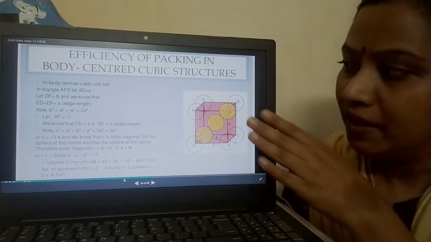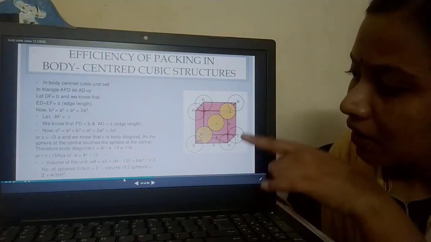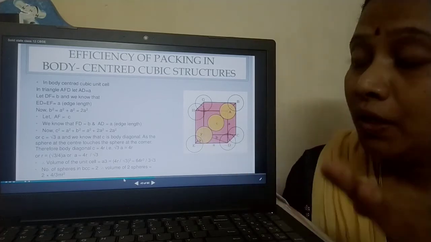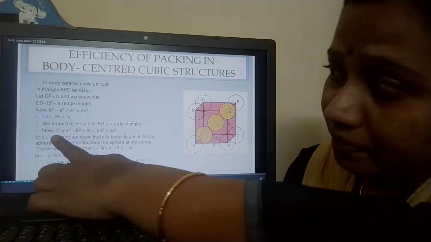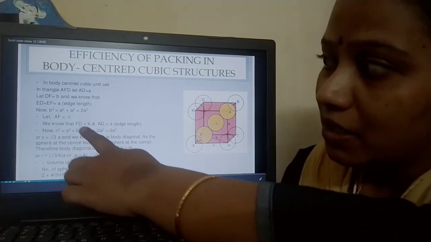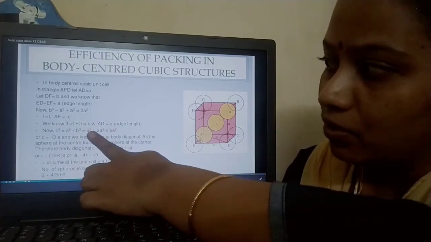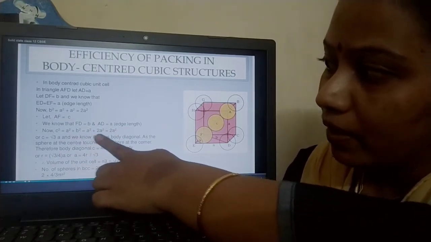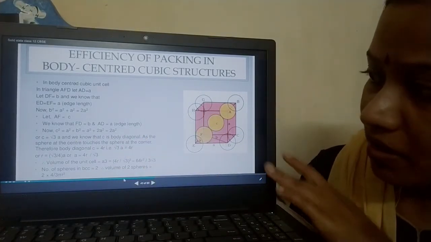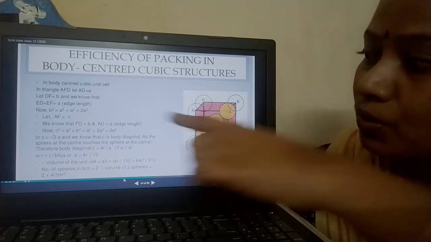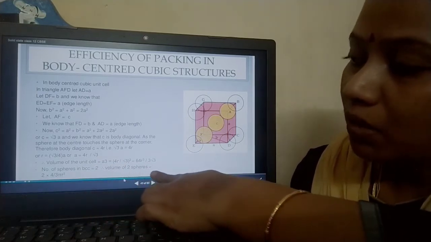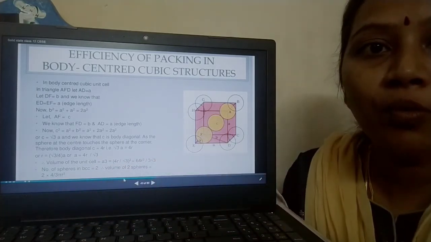See children, in this slide kindly try to remember what AD is equal to, what DE is, what DF is equal to. You need to know the fact that c square will be a square plus b square, where b square value is nothing but 2a square. So your a square plus b square is equal to 3a square. How many spheres are present in body centered cubic structures? There are 2 spheres present in it. So if the number of spheres is 2, what is the volume of 2 spheres? It is nothing but 2 into 4 by 3 pi r cube.